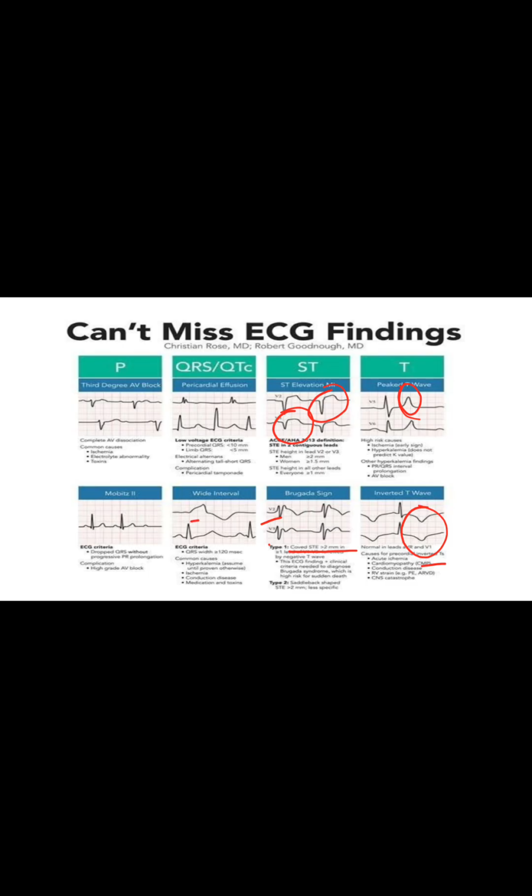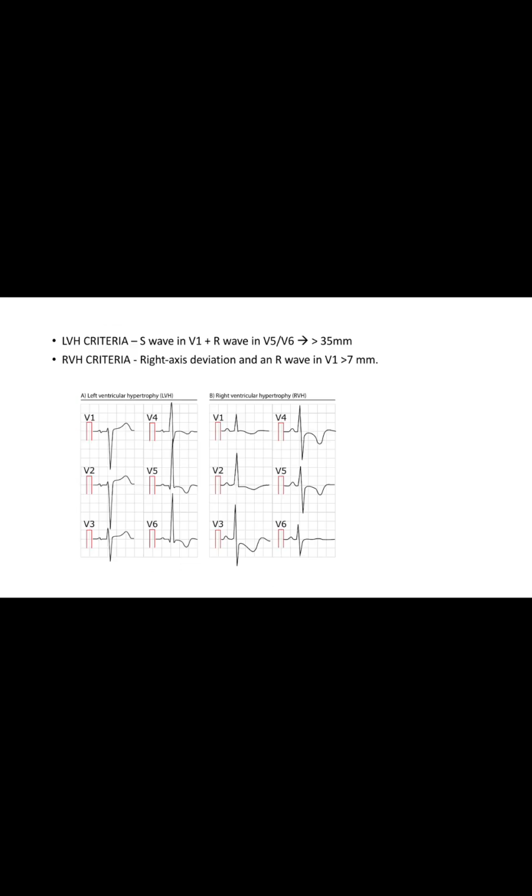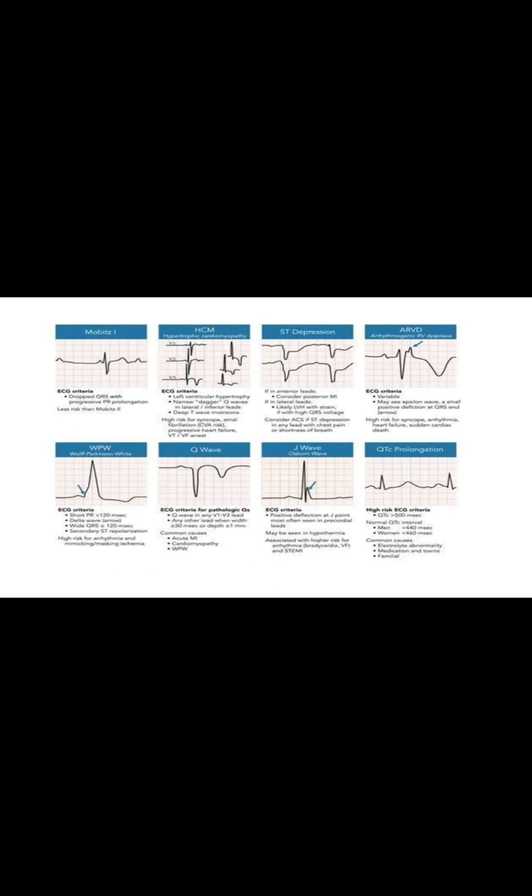Then wide QRS interval. Then Mobitz type 2. Mobitz type 2 means some of the QRS are dropped. It can be Mobitz type 2 second degree heart block. That means some of the QRS are dropped. Okay. Then again, this is Mobitz type 1, that is progressive prolongation of PR interval until one QRS is dropped, and then it starts again.